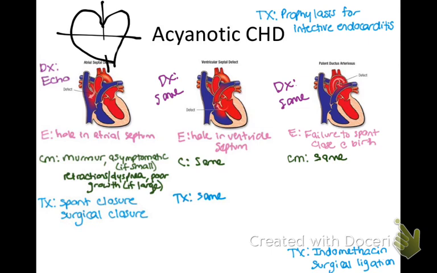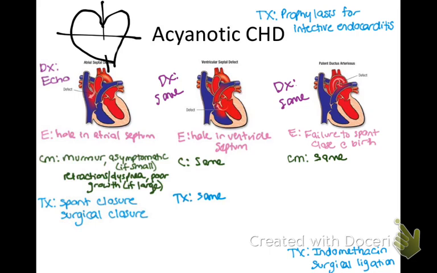Treatment for both the ASD and the VSD is exactly the same. We basically hope that it closes spontaneously. We want it to close spontaneously. And most of them do close spontaneously. So if we find an ASD or VSD early on, we will sit on it and watch it until they're at least a year of age, because we don't want to do heart surgery on kids.